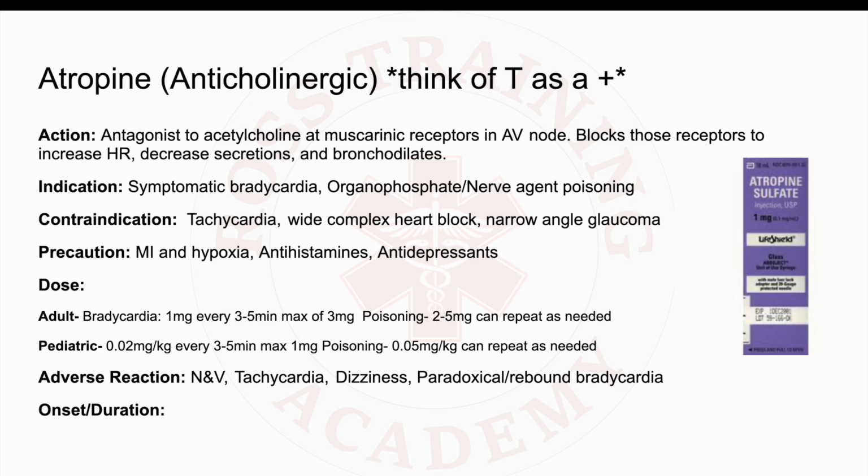For pediatrics, the dose is going to be 0.02 milligram per kilogram every 3 to 5 minutes for a max of 1 milligram. For a poisoning for a pediatric, it's going to be 0.05 milligrams per kilogram, and again, just repeat as needed. Some adverse reactions are going to be nausea and vomiting, tachycardia, dizziness, paradoxical and rebound bradycardia. And then I just went back and added it, but the onset is going to be immediate, and then the duration is going to be about 4 to 6 hours.